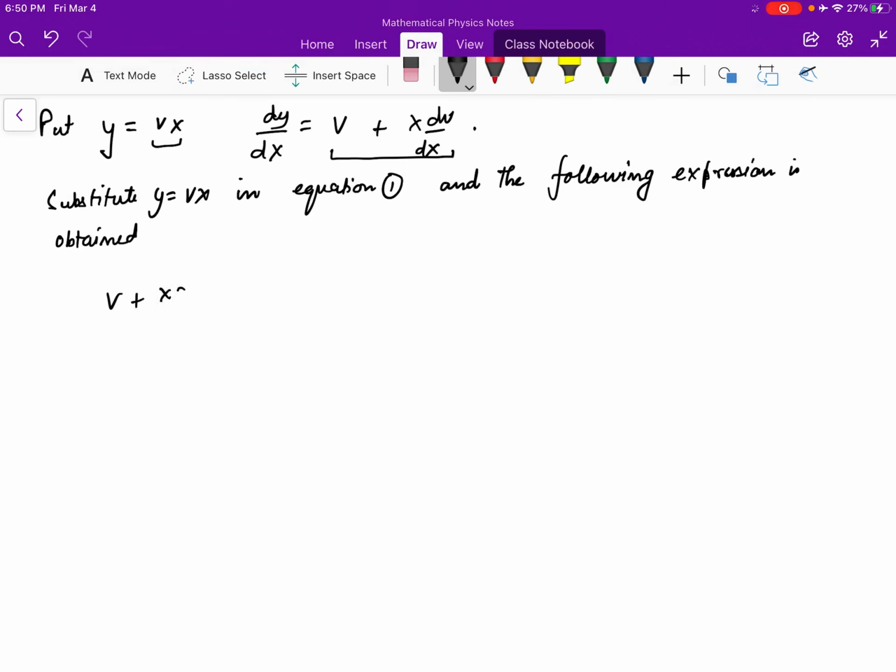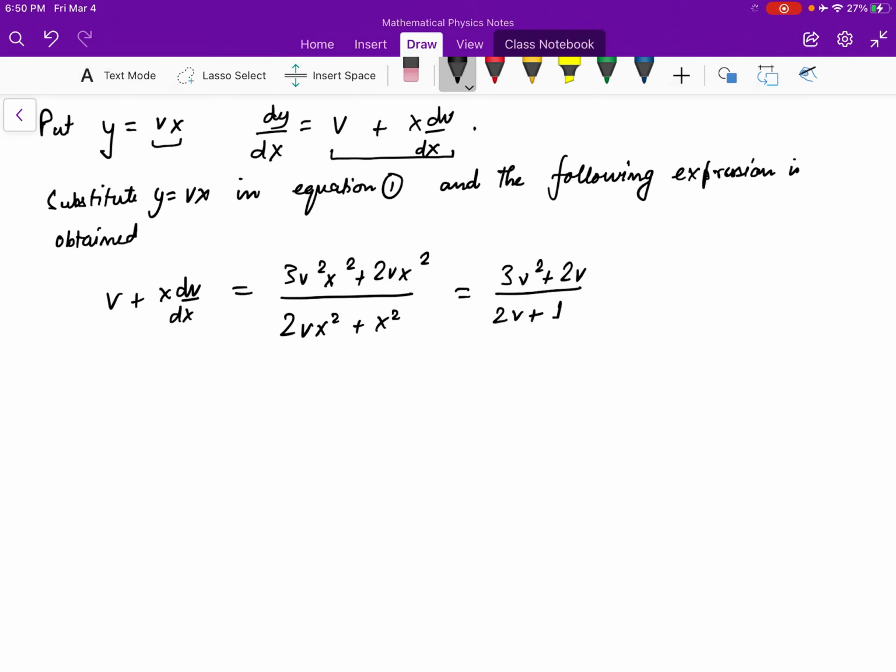So v plus x dv dx, and that is equal to, very easy to understand, 3v square x square plus 2vx square by 2vx square plus x square. If you reduce the x square from both the numerator and the denominator, we have 3v square plus 2v upon 2v plus 1, right?